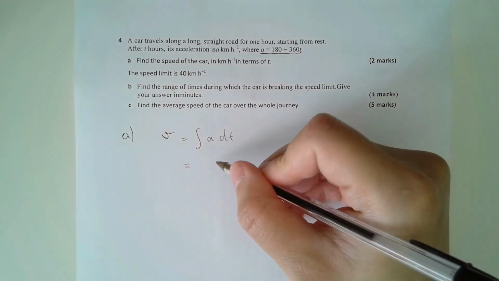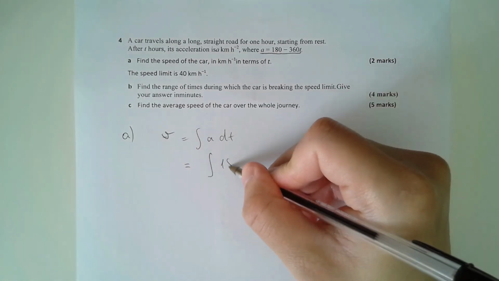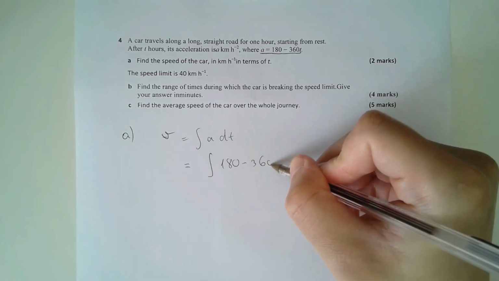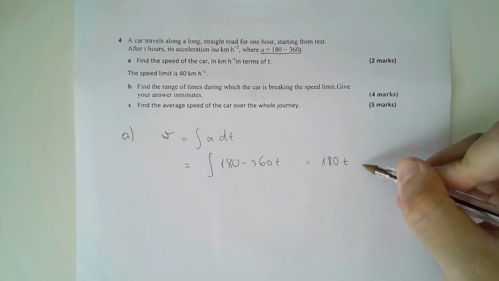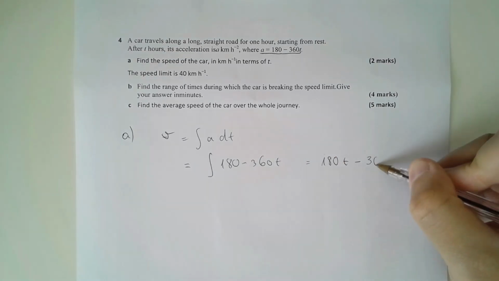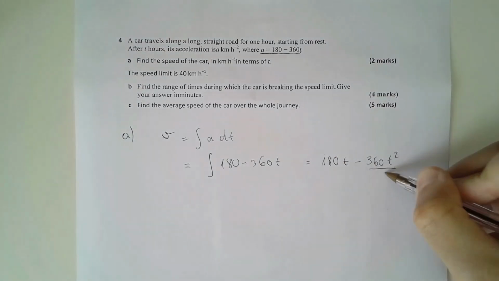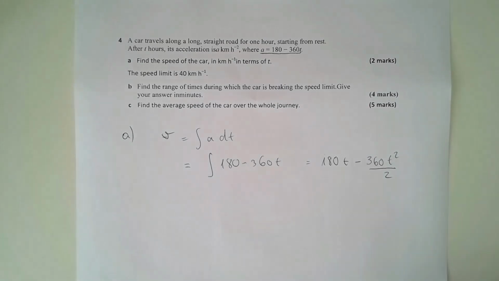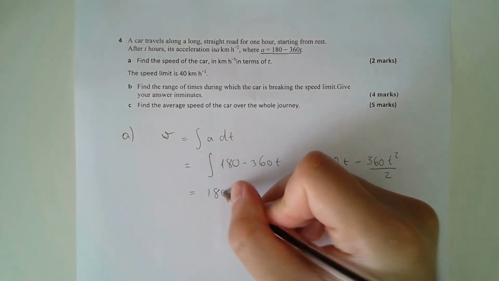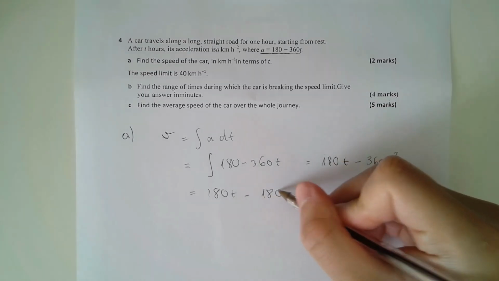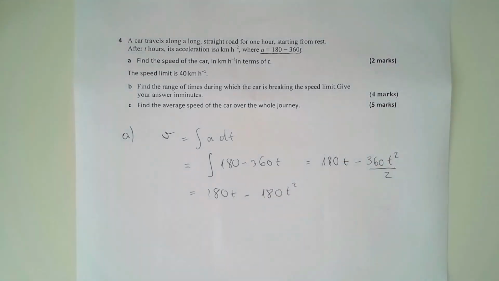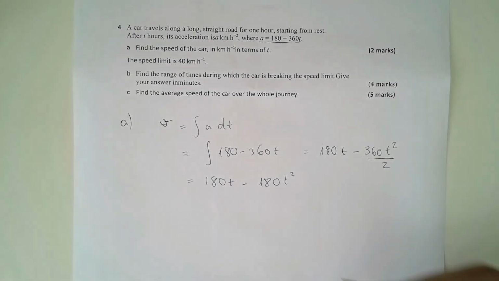So now you got the integration of 180 take away 360t. That will give me 180t minus 360t squared over 2, the respective value of t. Now it will give you 180t still there. That'll give me 180t, take away 180t squared. And don't forget to add what? Add c. When you integrate, you must add c. Okay.